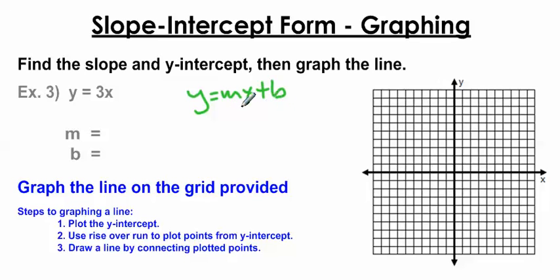Well, let's see here. M is the slope, and that's going to be left of the x, and so the left of the x is the 3. So the slope is 3 in this case.